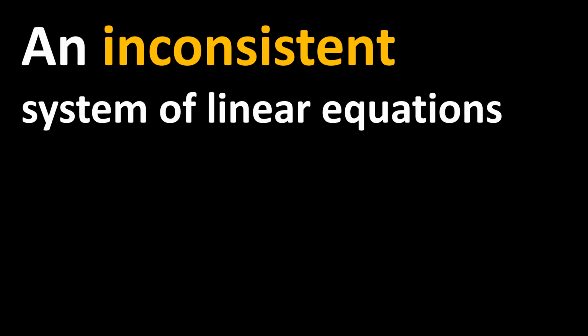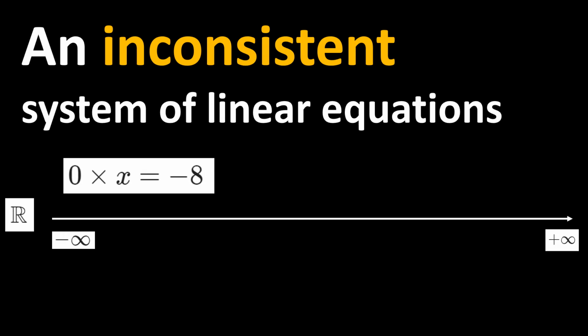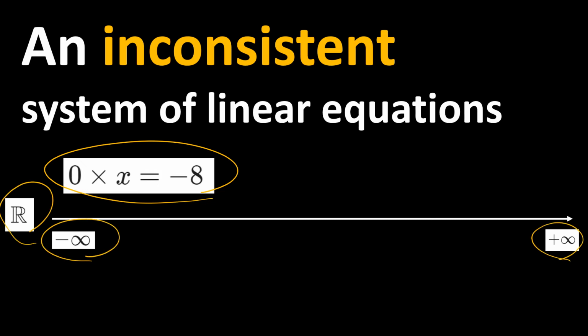Let's start with the definition of an inconsistent system. An inconsistent system of linear equations means there is no solution. The word inconsistent is a fancy name for no solution. Consider 0 times x equals -8. There is no x on the real line from -infinity to +infinity satisfying this equality. We can say the left-hand side is not consistent with the right hand side. That's why we call it inconsistent.